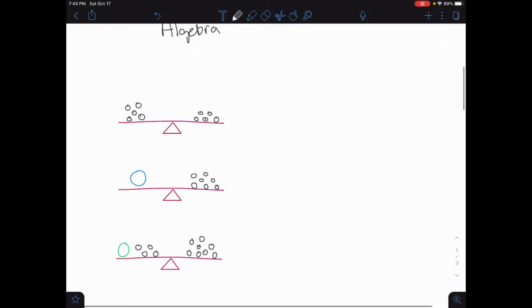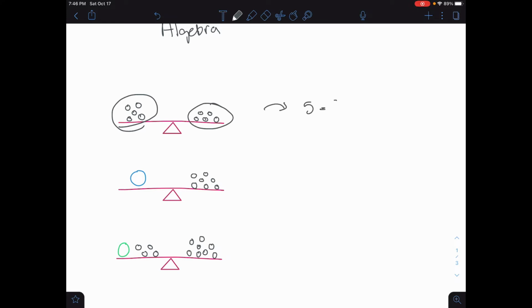Let's look at this first one. What is this? So this is a seesaw, and I have drawn here a seesaw to help explain what algebra is all about. So on the left side, we have 5 dots, and on the right side, we have 5 dots. So this represents 5 equals 5, and this is kind of obvious, but it might get a little bit confusing in the second one.